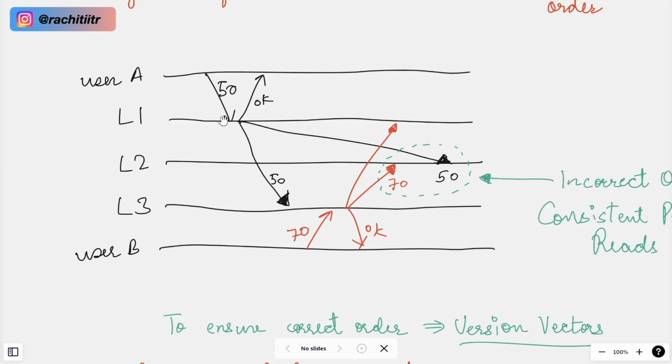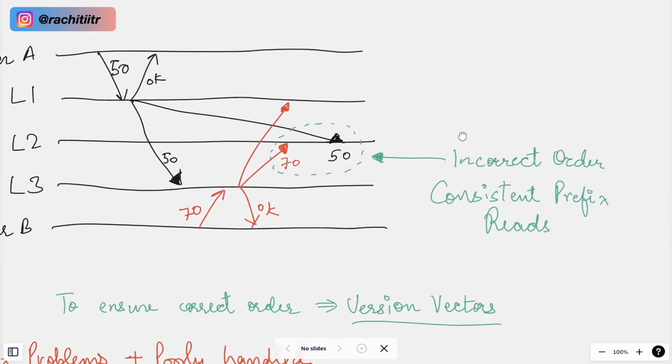So if user A is writing the final value as 50 and L1 responds okay, this write needs to be replicated to L2 and L3. In this case, the replication to L2 is taking a little more time. And meanwhile, the other thing that happens is user B writes 70 and L3 responds okay. And this write of 70 needs to be replicated to L2 and L1. In this case, this replication to L2 happens faster than the replication that was happening earlier with L1. So that's why for L2, it received the write 70 before 50, right?